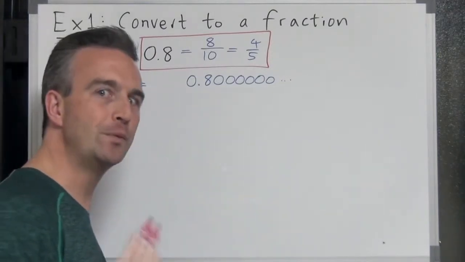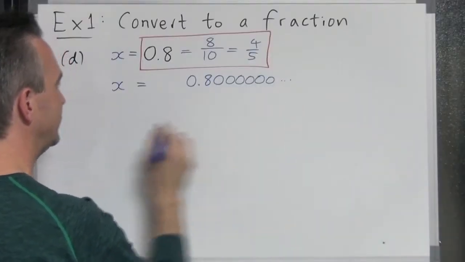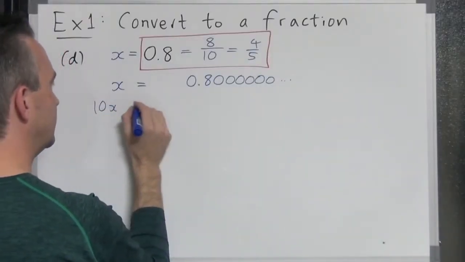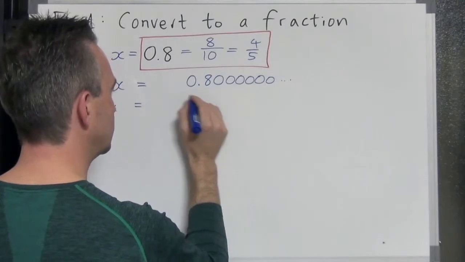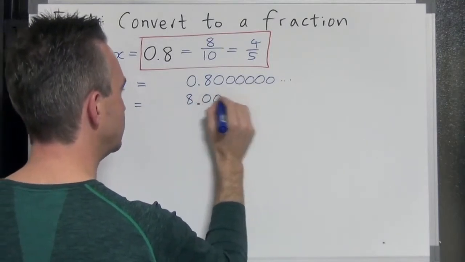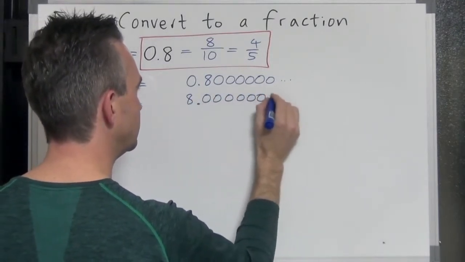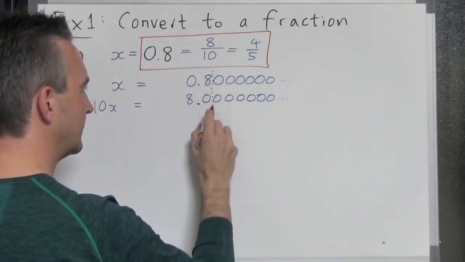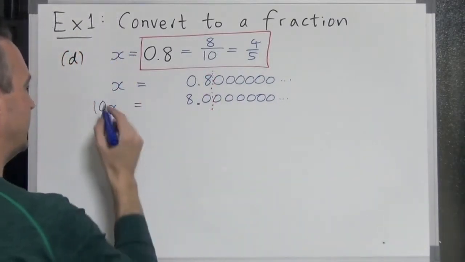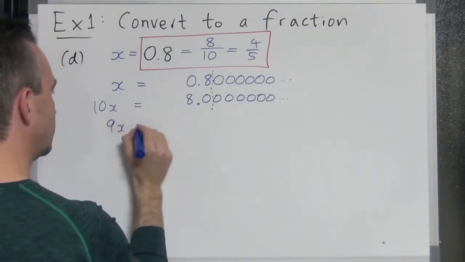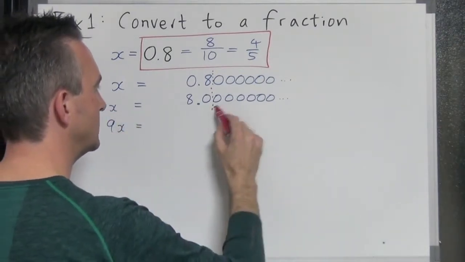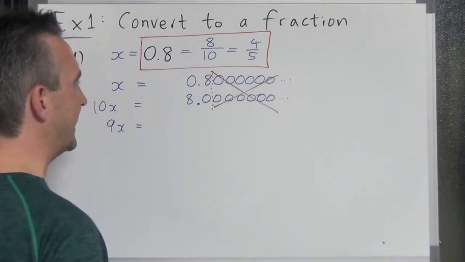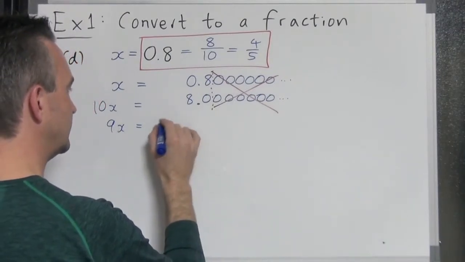Sorry, repeating zero decimal case. So we have one repeating digit here. Let's multiply both sides by 10. 10x is going to equal, align the decimals, 8.000000. The decimals become identical here. So when we subtract, 10x minus x is 9x. And over here, it's all going to disappear from there onwards. 8.0 minus 0.8.